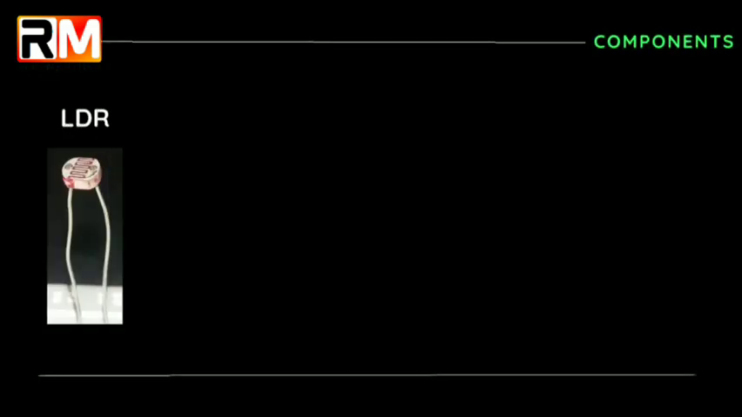First, we have the light-dependent resistor, or LDR. It is a light-sensitive device that changes its resistance based on the intensity of light falling on it. We'll utilize this property to control our automatic light.